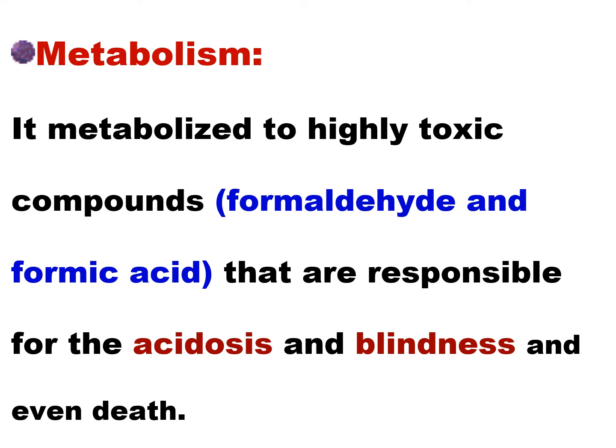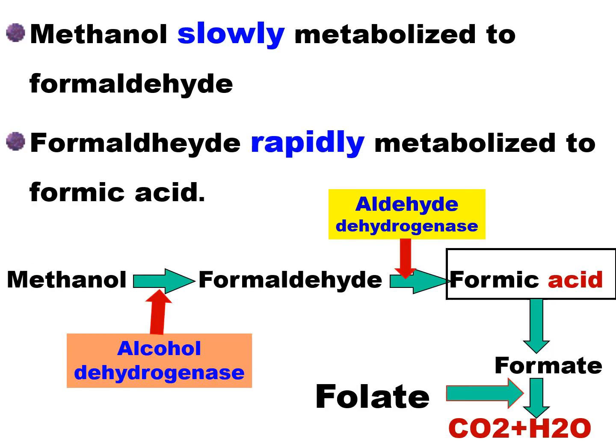It is metabolized by alcohol dehydrogenase enzyme to formaldehyde, then by aldehyde dehydrogenase to formic acid, which are responsible for the toxicity of methanol: severe CNS depression, acidosis, and blindness. There is slow metabolism to formaldehyde, accumulation of formaldehyde, then transformation by aldehyde dehydrogenase to formic acid with production of formate. These acids are responsible for severe acidosis.